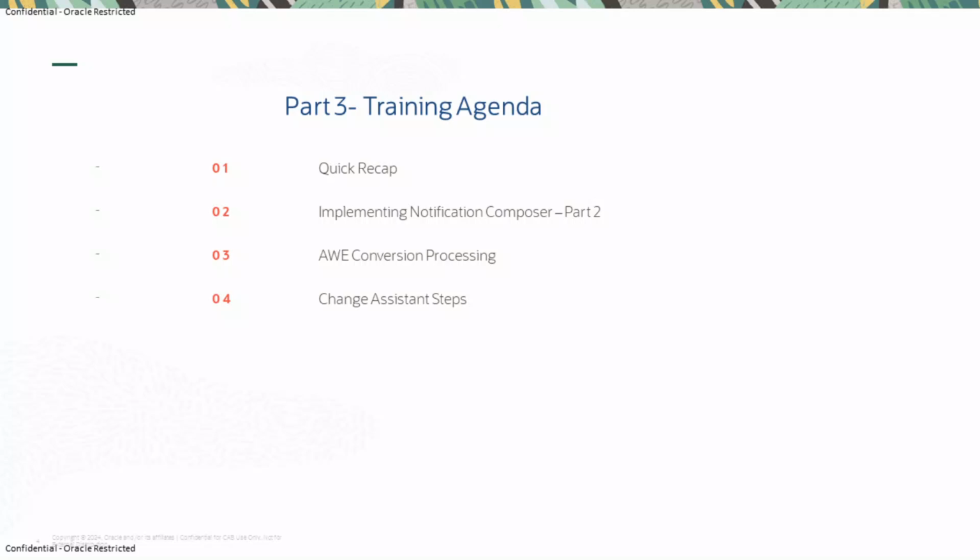I've redone the agenda a little bit. I got up to about 45 slides for today, so I booted everything else to part 4. Today we'll spend a minute on a recap of what we talked about in part 2, and then we'll continue where we left off, which was implementing Notification Composer and going through the different setup and transactional pages, and then jump into AWE conversion processing and the change assistance steps that are included in a change package.